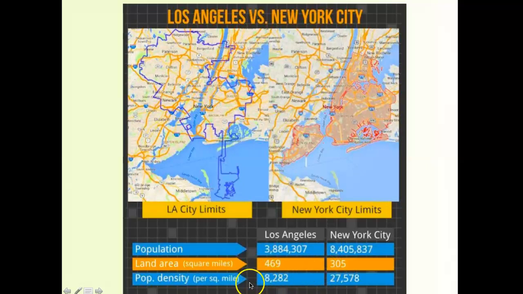Therefore, if you just do a little bit of division, then you can see that in Los Angeles, the population density is about 8,000 people per square mile, and New York is 27,000 people per square mile. So they are much more dense, right? Much, much more dense than we are. So they're going to be living in very tall apartment buildings, smaller units, right? Where in Los Angeles we have more space, fewer people, so we're not as dense.